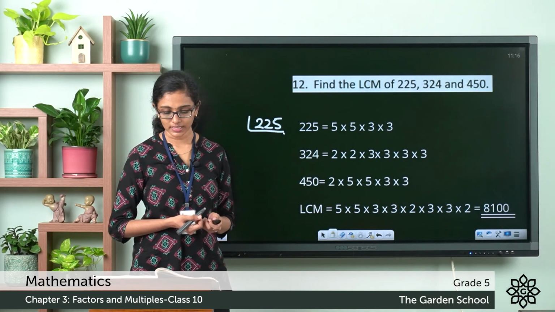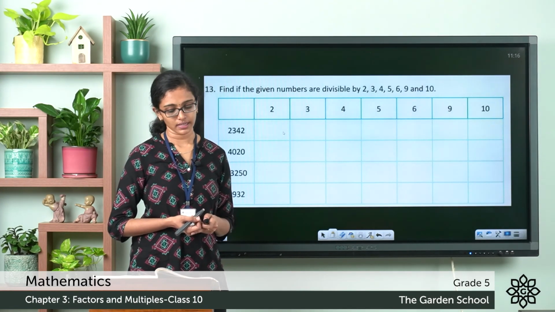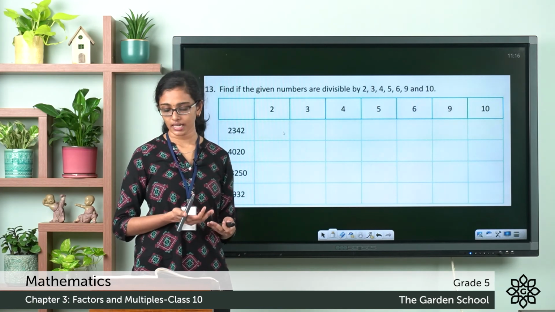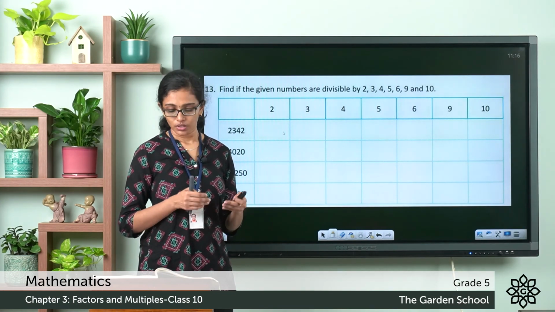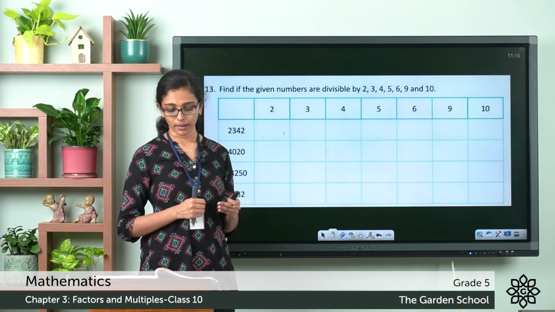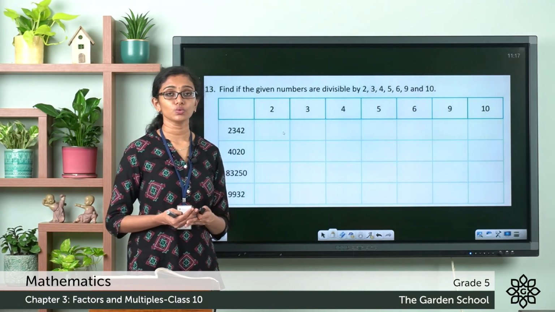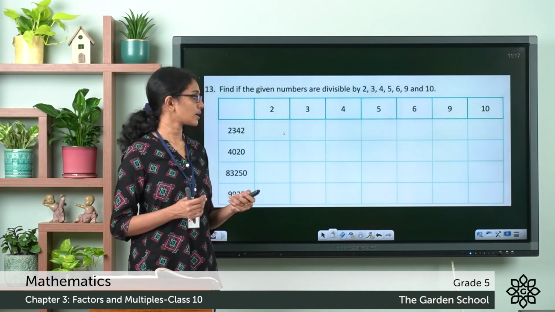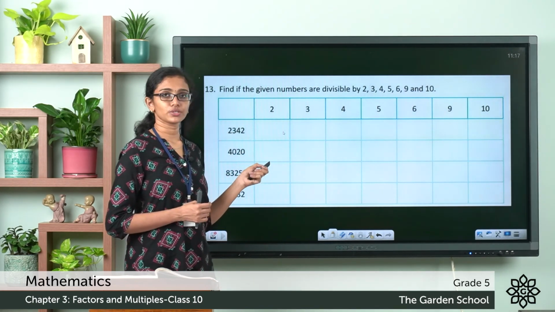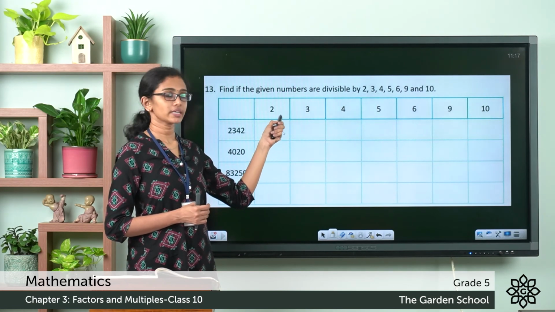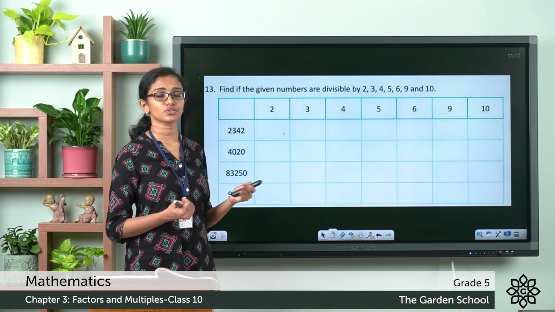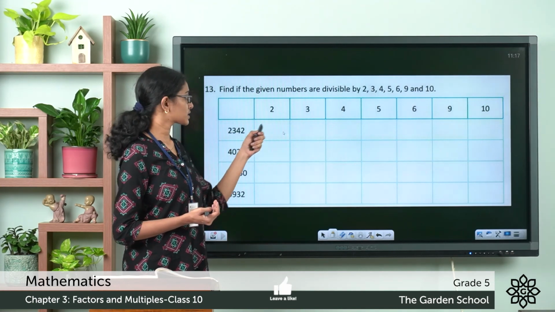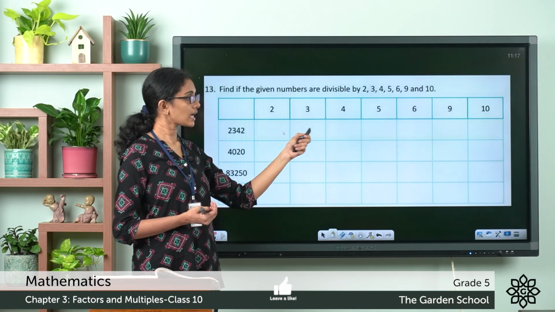Now, the next question, question number 13, is to find if the given numbers are divisible by 2, 3, 4, 5, 6, 9 and 10. So, here you have got a table and a few numbers. You can apply the divisibility rules to check if the given number is divisible by the other number. For example, 2342. Is it divisible by 2? Yes, it is an even number. The ending digit is 2. So, you can write yes here. Now, check if it is divisible by 3 and write yes or no here and so on.